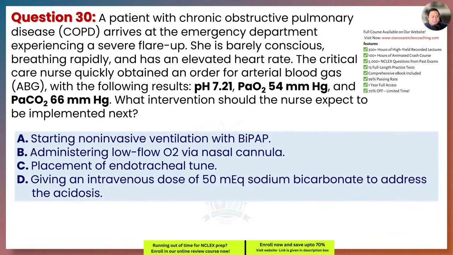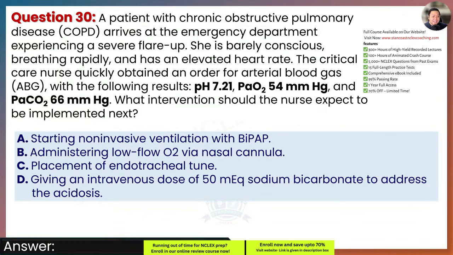Well, options here. A, starting non-invasive ventilation with BiPAP. B, administering low flow O2 via nasal cannula. C, placement of endotracheal tube. D, giving an intravenous dose of 50 milliequivalent sodium bicarbonate to address the acidosis. The answer is letter C, placement of the endotracheal tube.